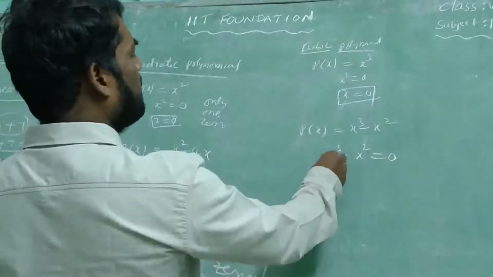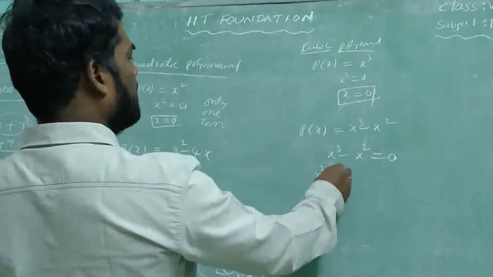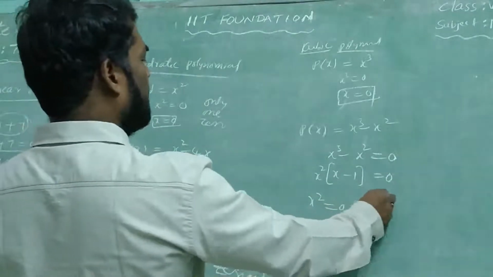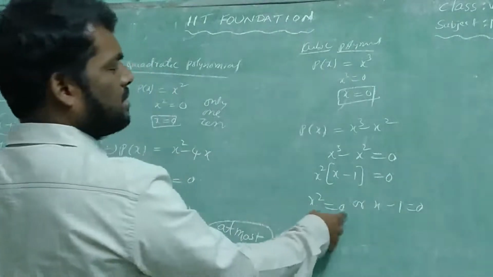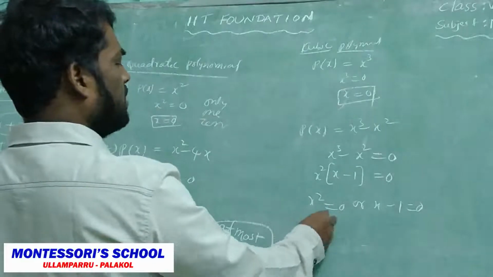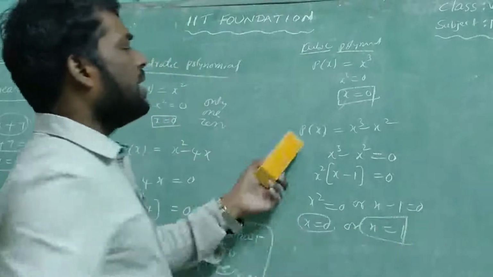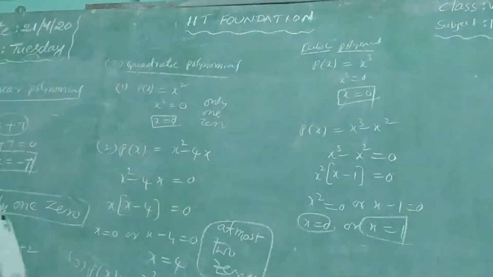So if you take x square as common, the remaining terms are x minus 1. Now take x square is equal to 0 or x minus 1 is equal to 0. So x square is equal to 0 means x value is 0, because 0 square is equal to 0, or x is equal to 1. So in the second example it has 2 zeros.